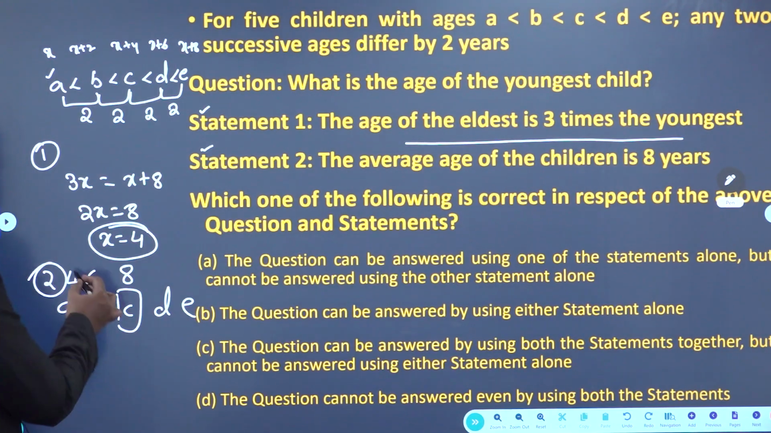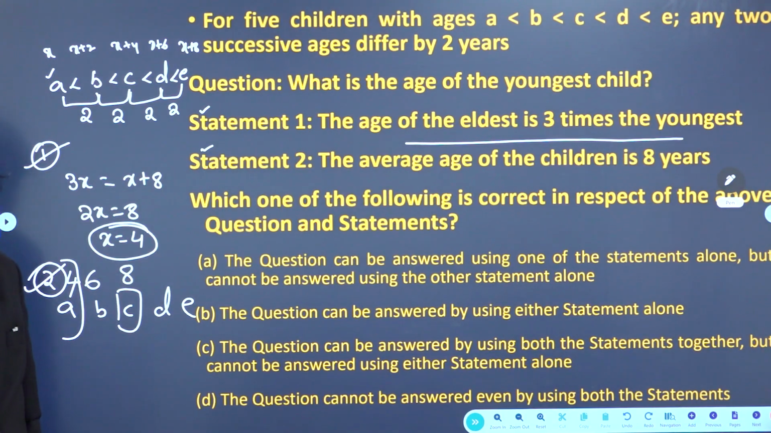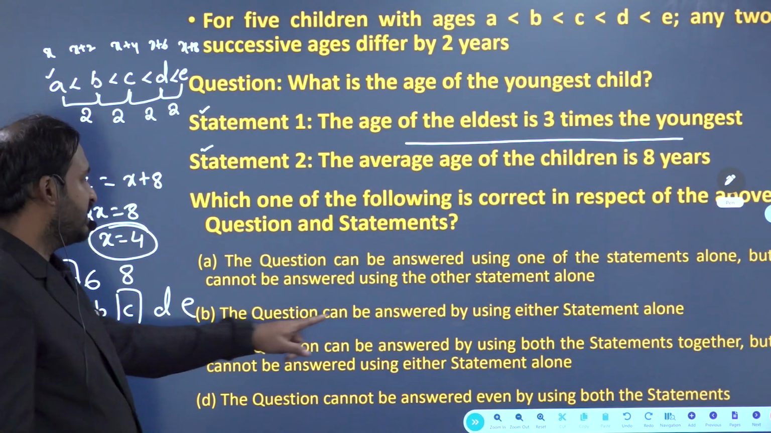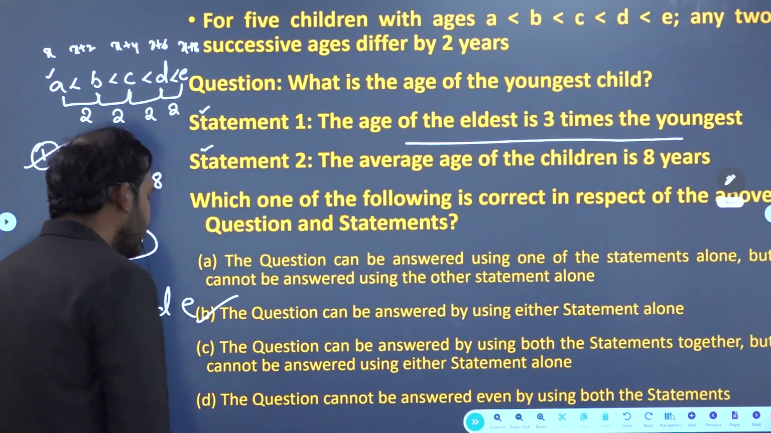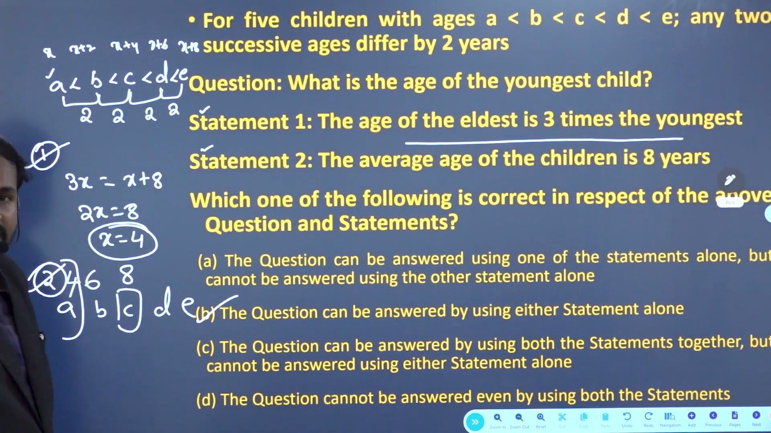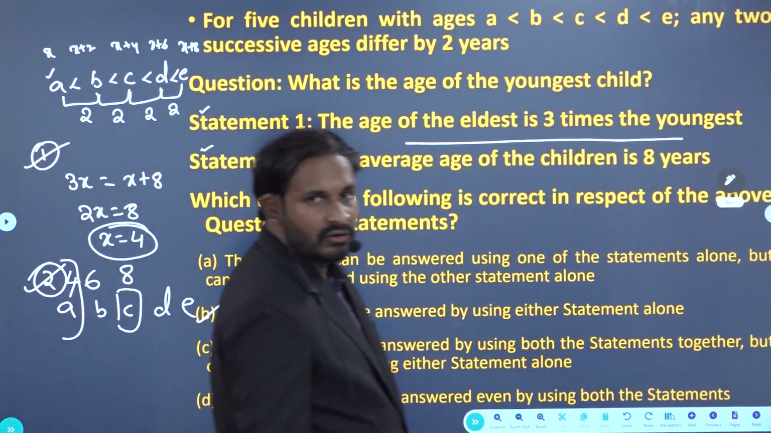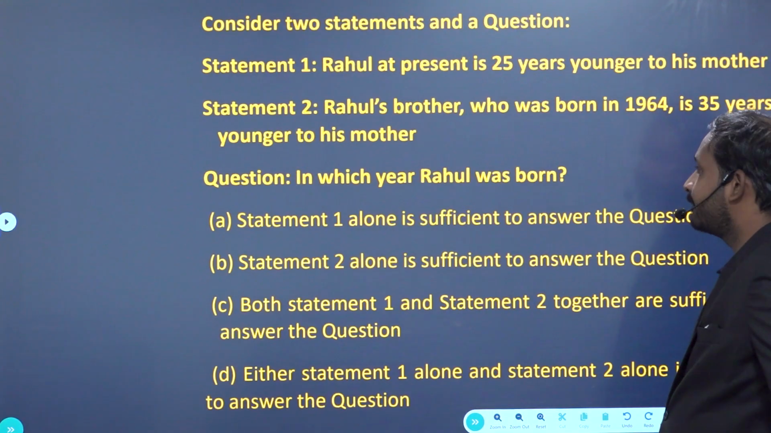That means I can tell the youngest person's age by using statement 2. Yes, I can tell. So by using both statement 1 and 2 individually, I can tell the answer. So what will be our answer? The question can be answered by using either statement alone. Here 4 years and here also 4 years. Okay, understood students? Right, we will move to the next one.